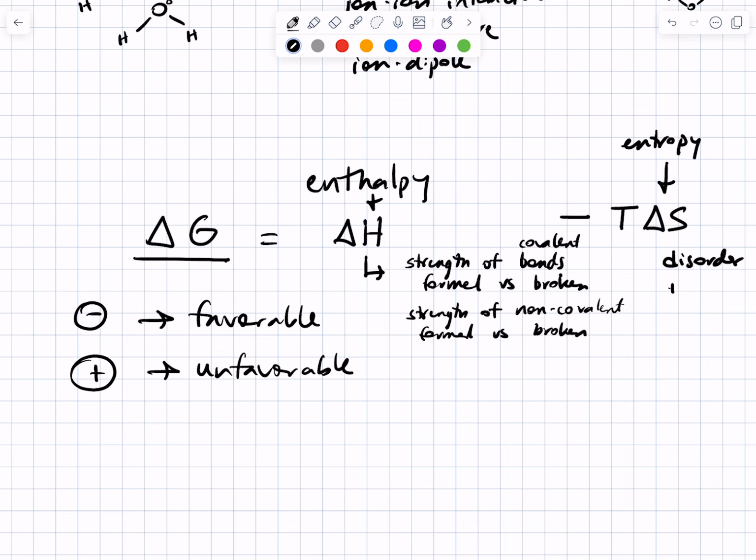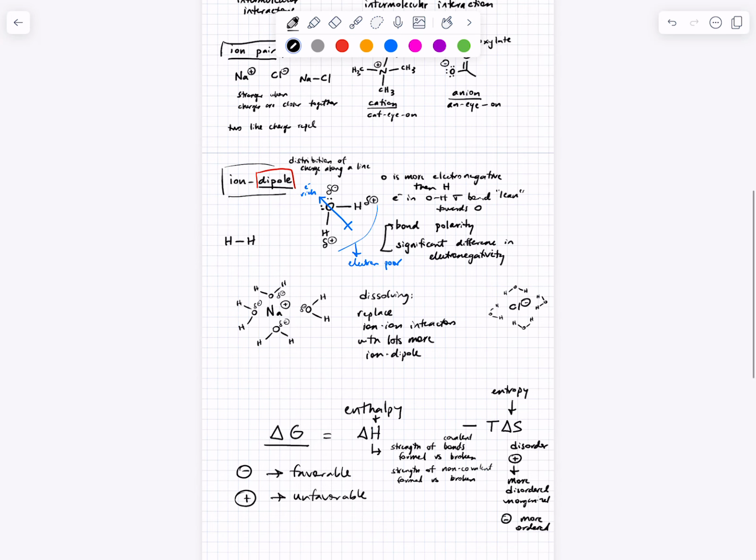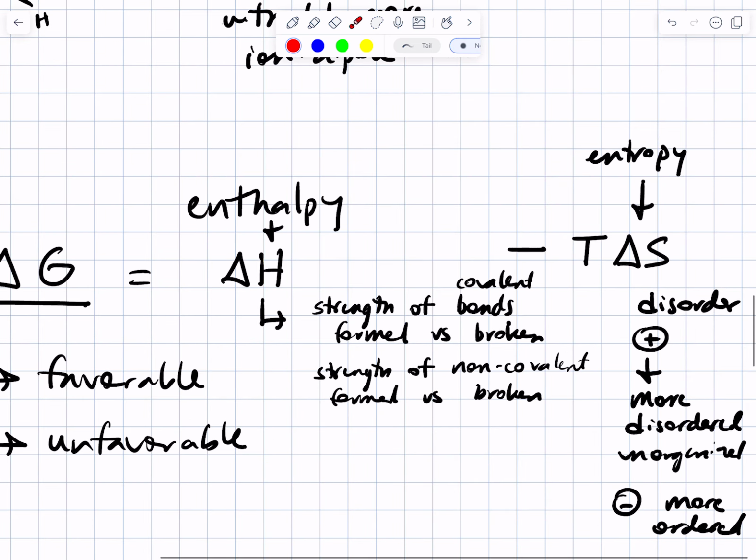If entropy is positive, that means the system is more disordered, more unorganized. And if it is negative, that means more ordered and more organized. Okay? So to determine whether, for example, it's favorable to break apart an ion pair between sodium and chloride and replace it with ion dipole interactions, you've got to consider two parts to this question.